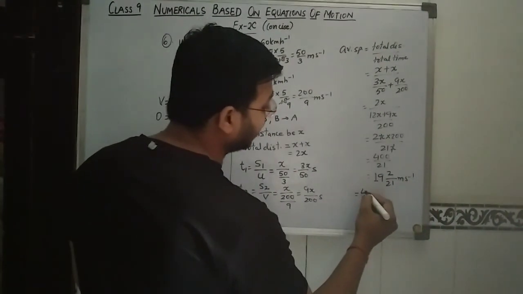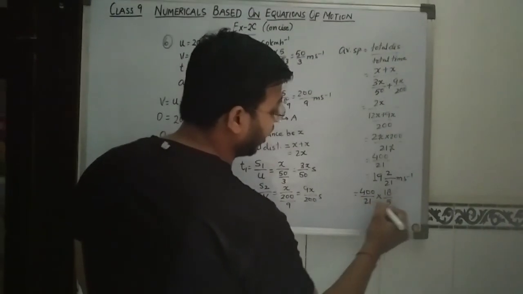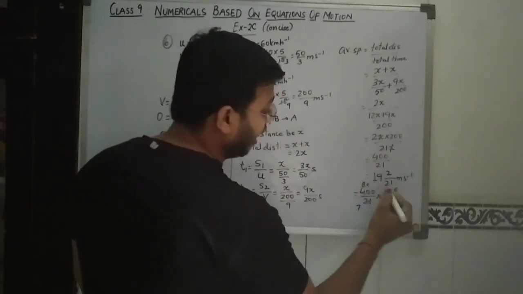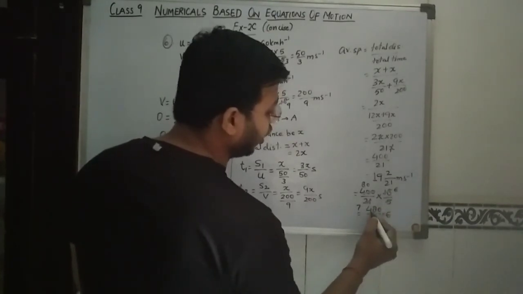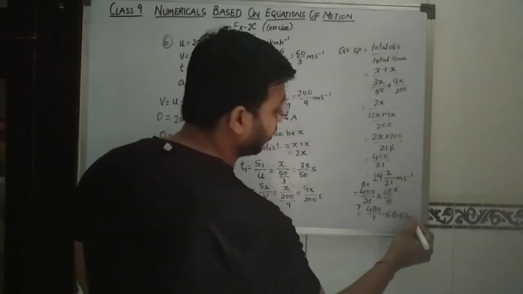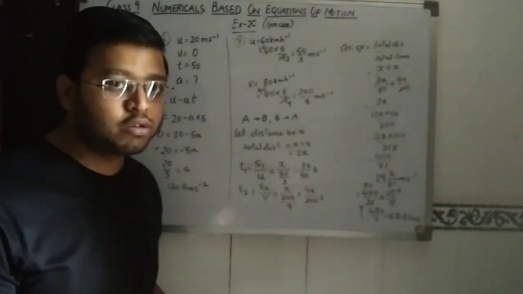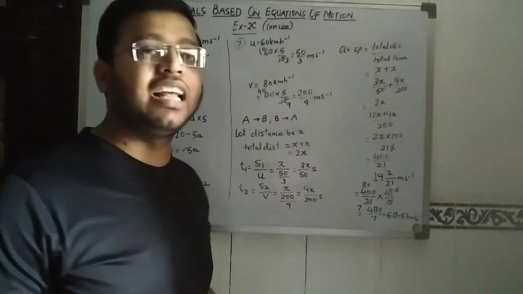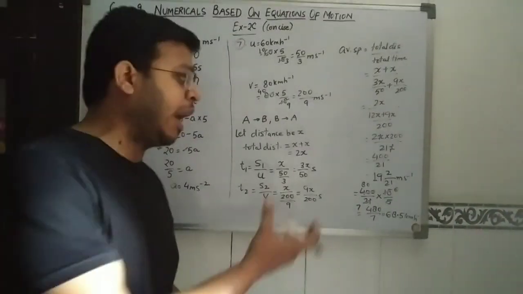Or if you want your answer in kilometer per hour, so 400 upon 21, just multiply by 18 by 5. So 3 7 is 21, 3 6 is 18, 5 80. So 480 upon 7. Now 7 6 is 42, 6 remaining, 7 8 is 56. 68.5 kilometer per hour, according to decimal one place. So the book answer will also come. Because we have converted all the velocities in meter per second, that is why our final answer will come in meter per second. Otherwise, if you want your book answer, then kilometer per hour, so at last you can multiply by 18 by 5.